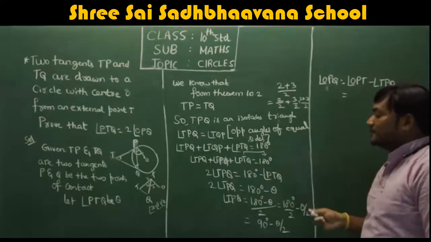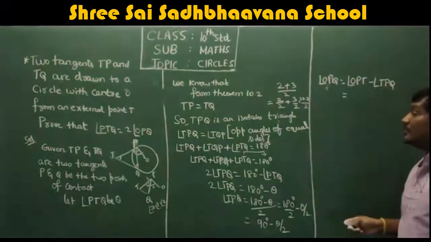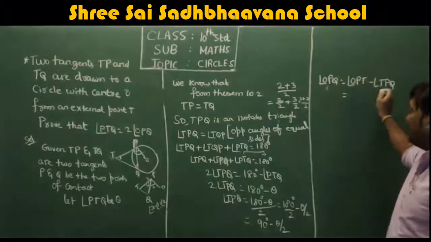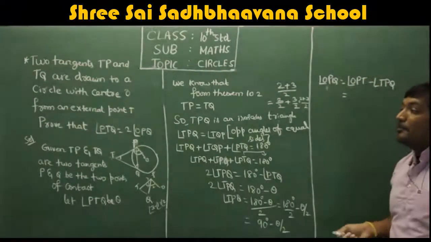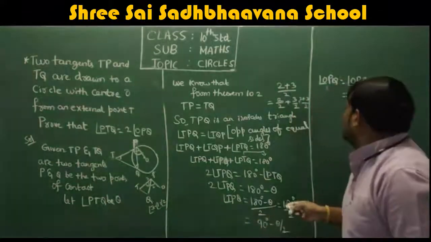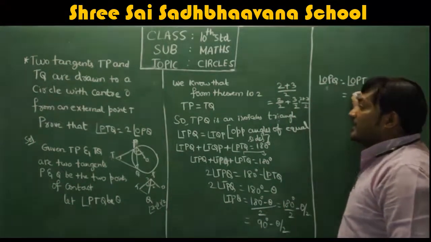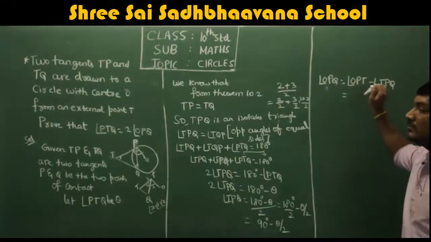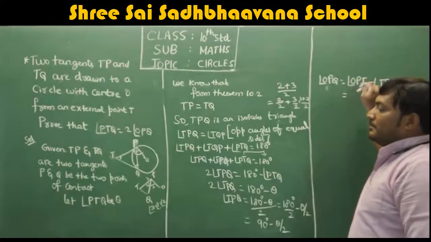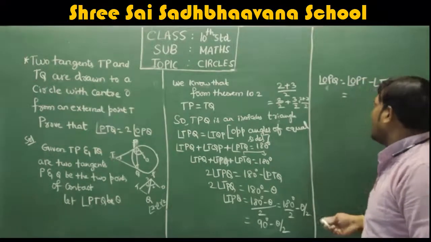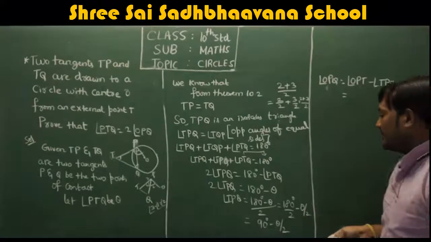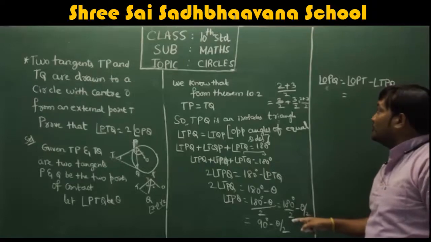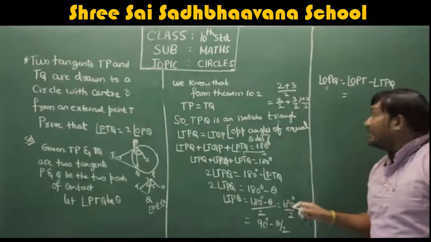So what is OPT? We already know that TPQ, which we have to find, and PTQ, I think it is. PTQ we have to find, but it can also be written as 90 minus theta by 2. TPQ can be written as 90 minus theta by 2, correct? 90 minus theta by 2.